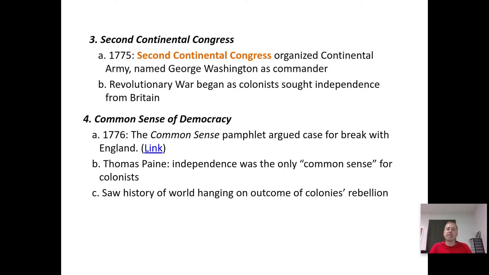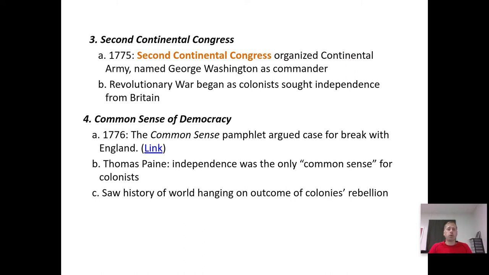In 1775, the Second Continental Congress met. We said, hey, we're going to have to get things together. We're going to have to coordinate this. And so we met. We decided that we were going to raise a militia, a Continental Army. We needed someone in charge, so we named George Washington the commander of the Continental Army, and war continues.